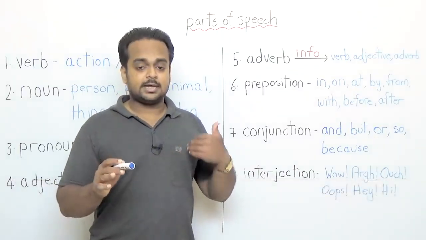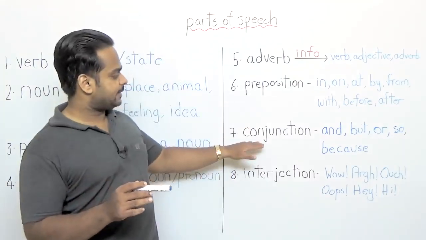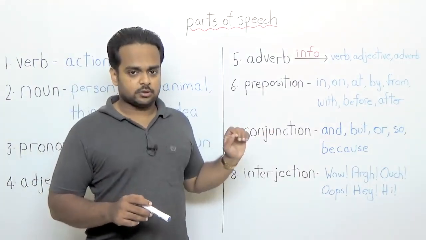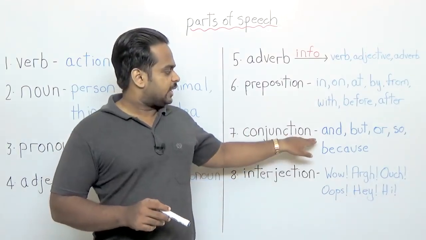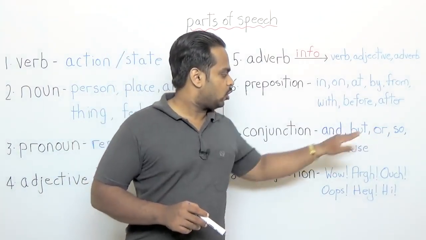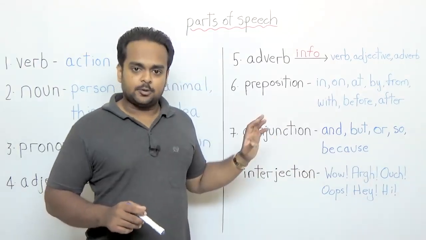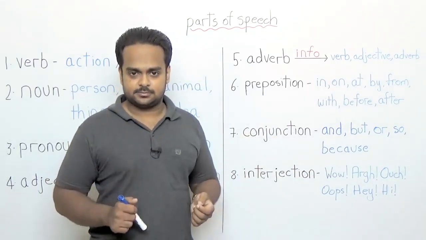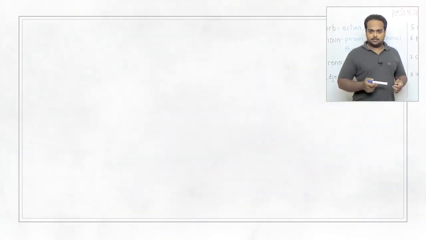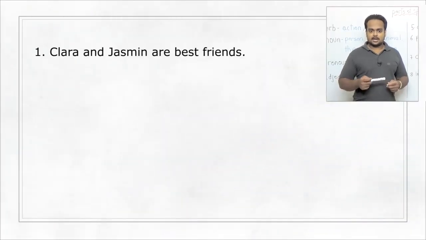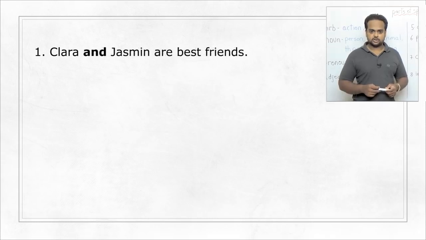Now, students sometimes confuse prepositions with conjunctions, but these are very different. Conjunctions are words like and, but, or, so, and because, and they help to connect ideas. For example, in the sentence, Clara and Jasmine are best friends, can you say which the conjunction is? The conjunction is and, and it helps to connect Clara and Jasmine, both of which are nouns.